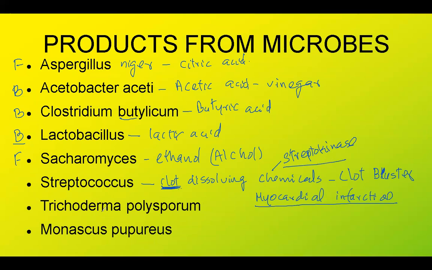Okay. This is another fungus, Trichoderma polysporum. Trichoderma polysporum produces a chemical called cyclosporin. What is it? Cyclosporin is called an immunosuppressant drug. Immunosuppressant drug. What does that mean?